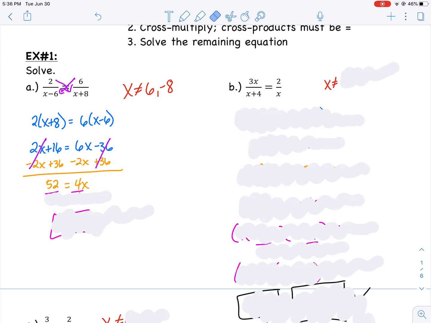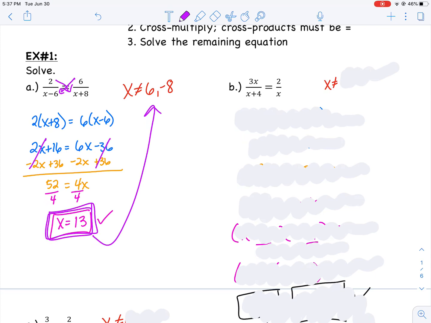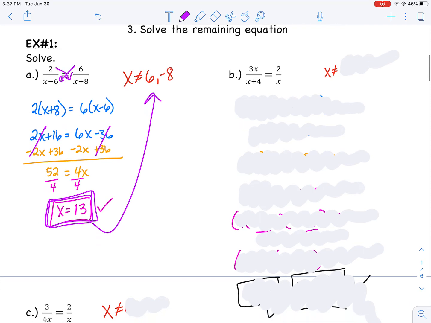I end up getting 4x is equal to 52, and then I can divide both sides by 4, and I end up getting x equals 13. Now, double check that that answer makes sense and isn't one of our domain restrictions. And since our only restrictions are 6 and -8, then x equals 13 should work and be the correct answer for that proportion. Let's do another one.